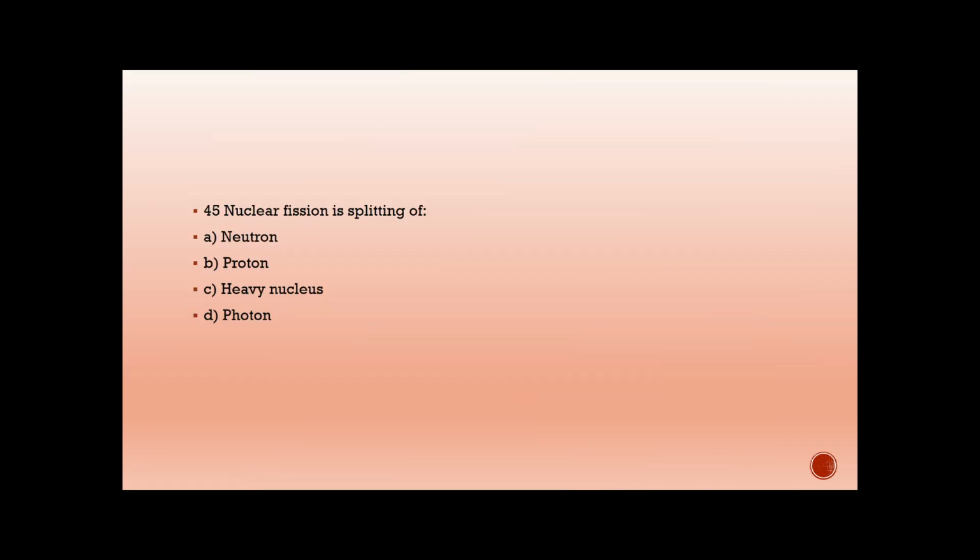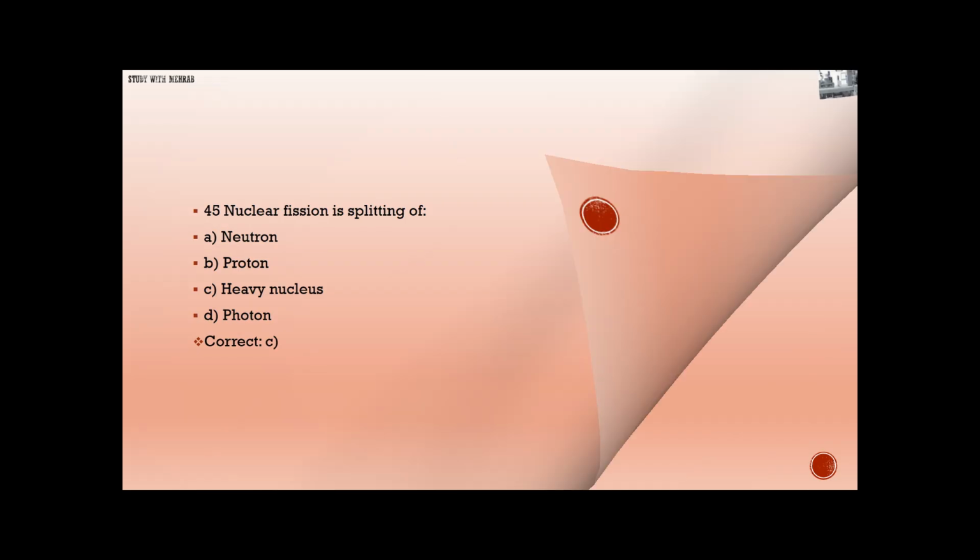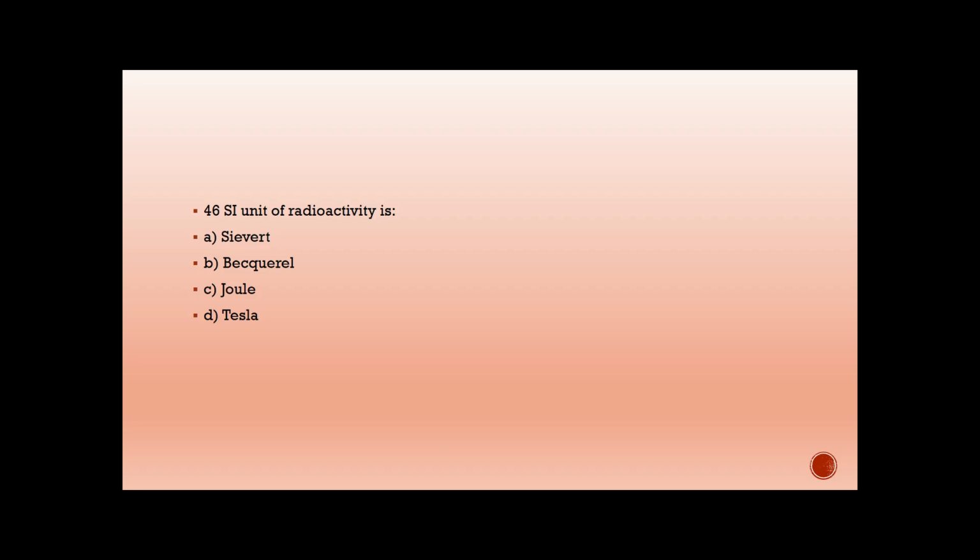Nuclear fission is splitting of neutron, proton, heavy nucleus, photon. So the answer is heavy nucleus. Fission splits a heavy atom like uranium into smaller ones with energy release. SI unit of radioactivity is sievert, becquerel, joule, Tesla. So the answer is becquerel. 1 becquerel equals 1 disintegration per second.